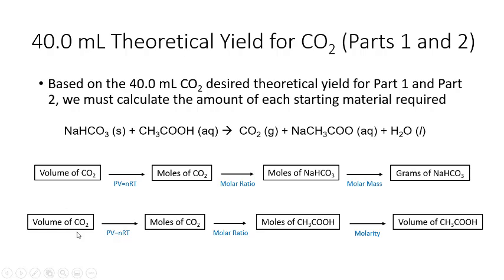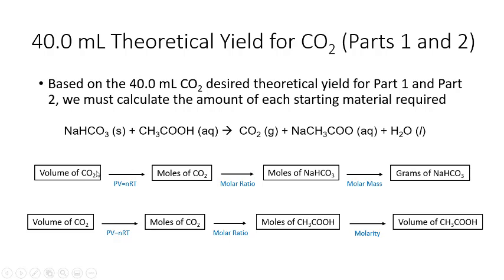We can also start with our liters of carbon dioxide, use the ideal gas law to get to our moles of carbon dioxide, use our molar ratio to get the moles of our acetic acid, and the molarity of our aqueous starting solution to get to our volume of acetic acid needed. So those are two calculations that you'll need to work through prior to getting to lab to see how much starting material you need.